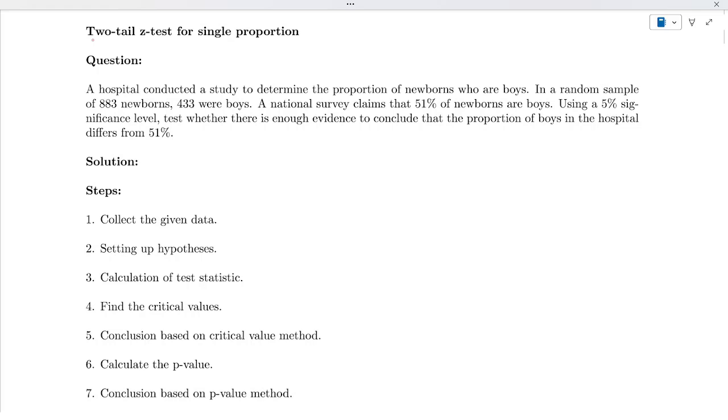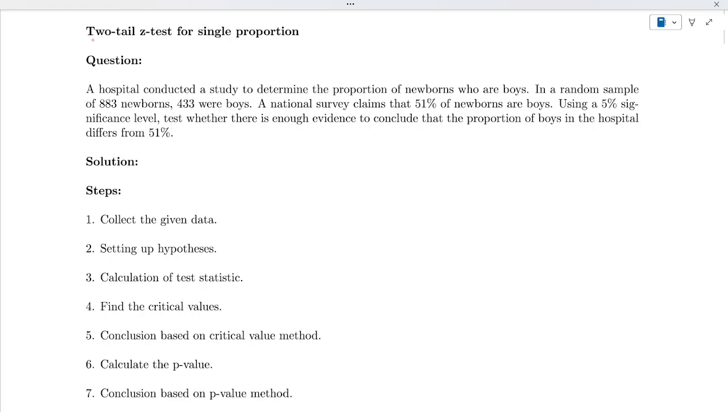The government agency conducted a survey in the whole country and arrived at the result that in the last year in the country, 51% of newborns are boys. Now, one man wanted to verify this claim. So he went to a particular hospital in a particular state. He asked the hospital to provide the data for the last year. Then the hospital said that in the last year there were a total of 883 newborns, out of them 433 were boys.